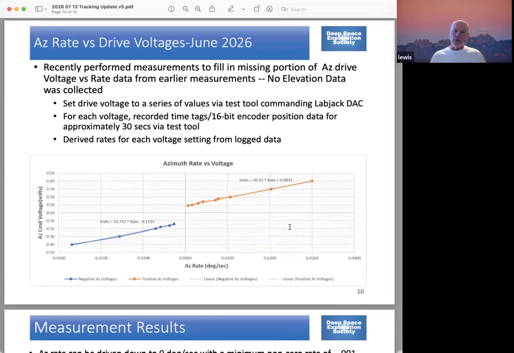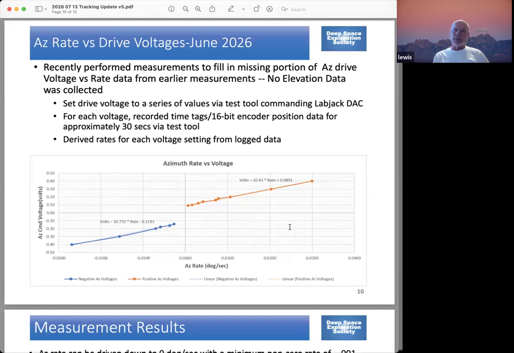So that's what we did recently in June. We went back out. We were re-looking at the possibility of doing PID control on the axis in particular. Wanted to see if it had low enough rates to where it would work fairly smoothly. So we set out to measure rates.